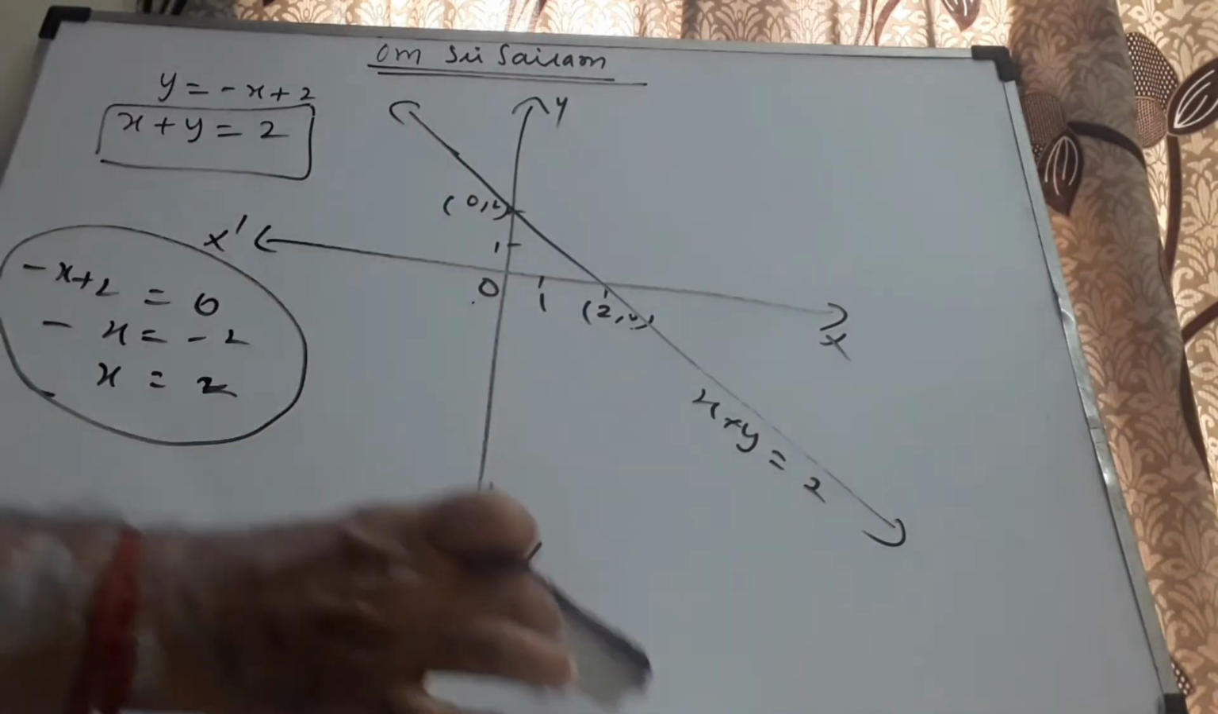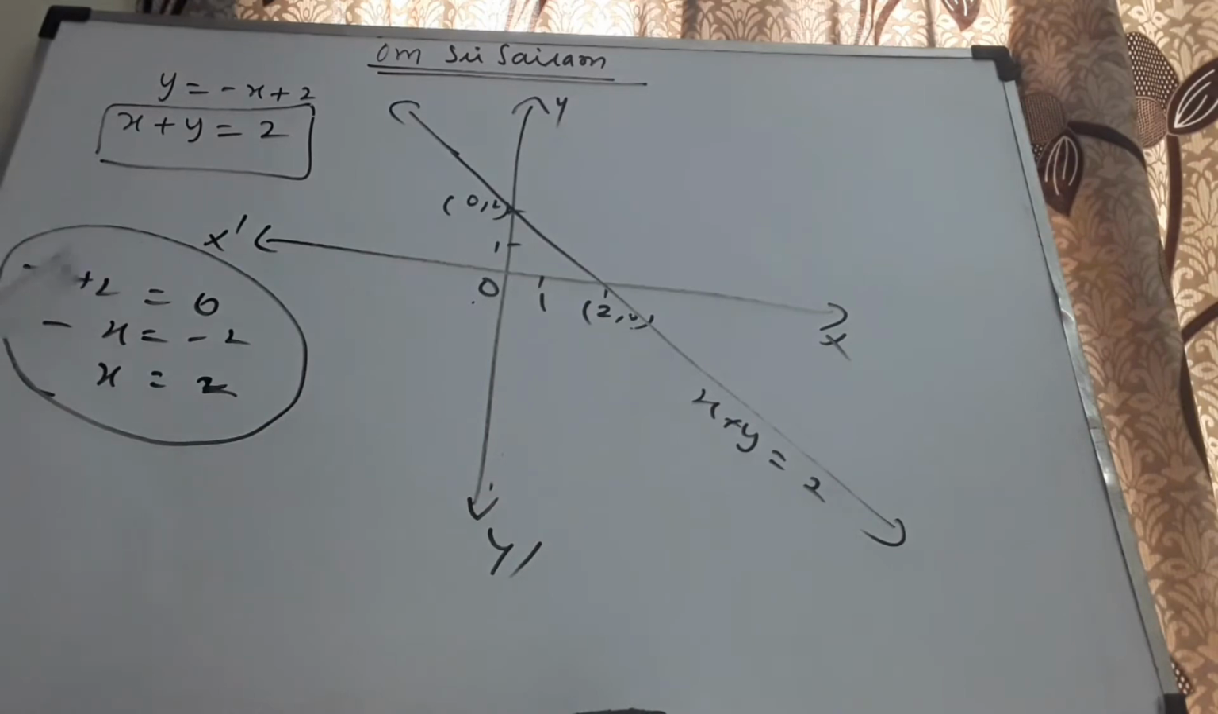Therefore, I repeat, when I am given the linear polynomial minus x plus 2 equated to 0, I'll get minus x equal to minus 2, so x equal to 2. Therefore, the zero of a polynomial, in general, the value of x for which the polynomial becomes 0, is known as the zero of the polynomial. Therefore, the zero of minus x plus 2 is x equal to 2.